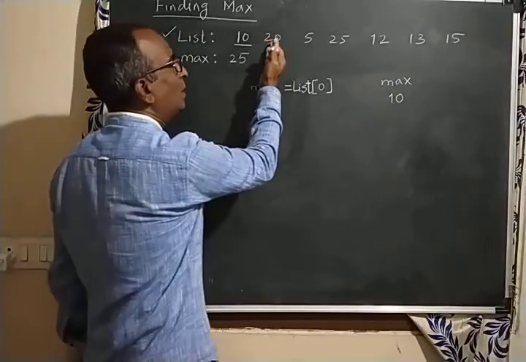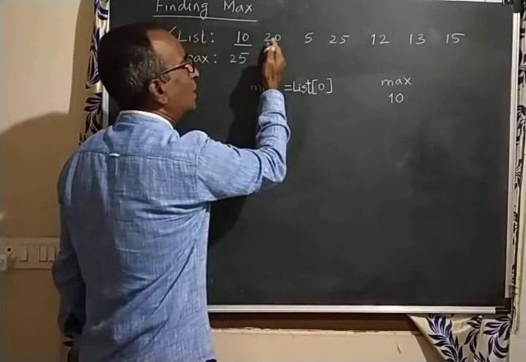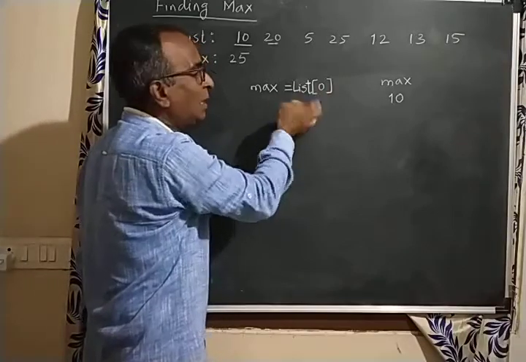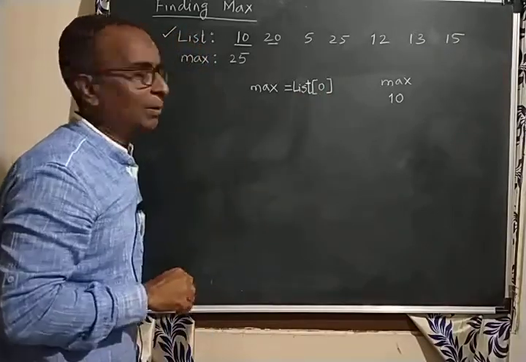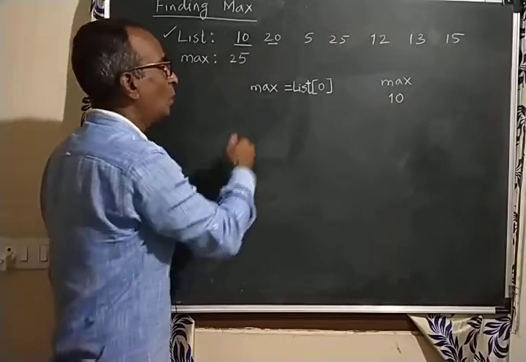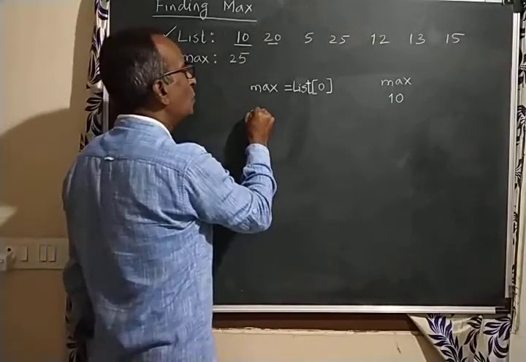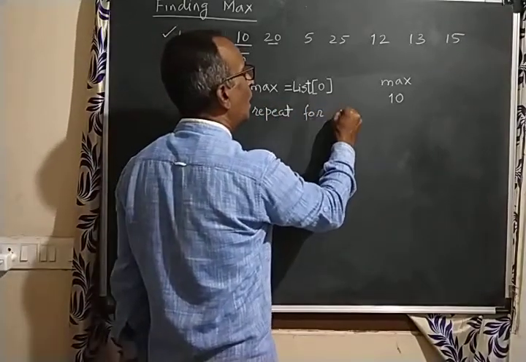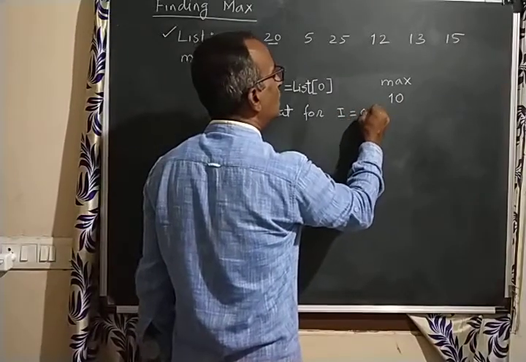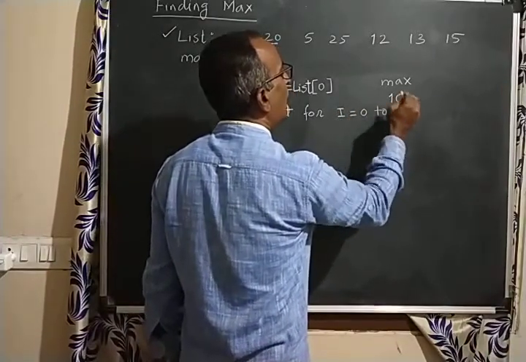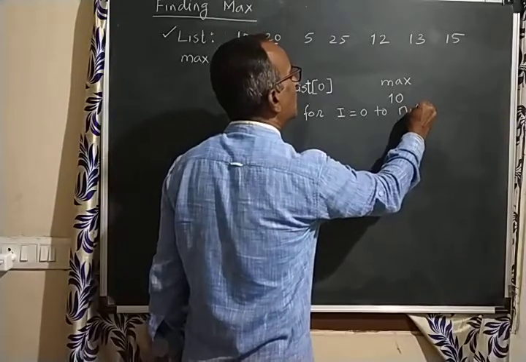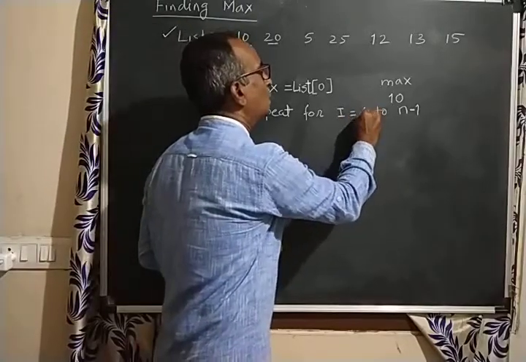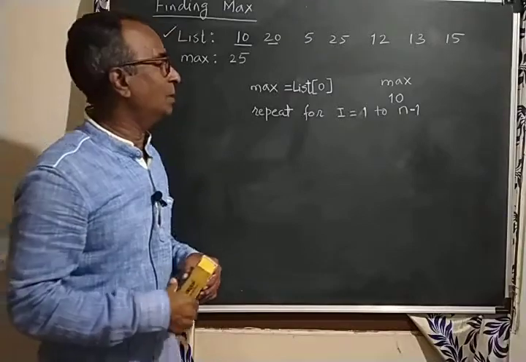Now, I have to repeat some process here. The next number you are checking with the memorized number. And then accordingly, you are changing that number. So, when you are changing, what you are repeating? I'll repeat for i from 0 to n minus 1 times, that is the last number. Sorry, 0 has already been initialized, so 1 to n minus 1 numbers.